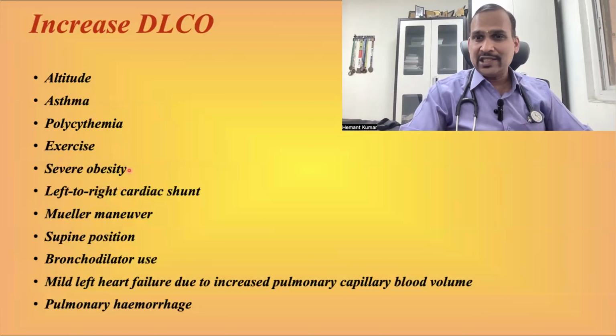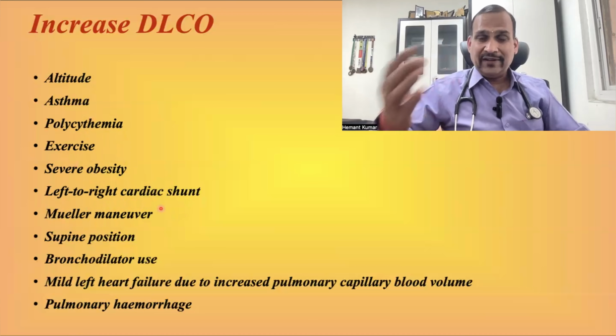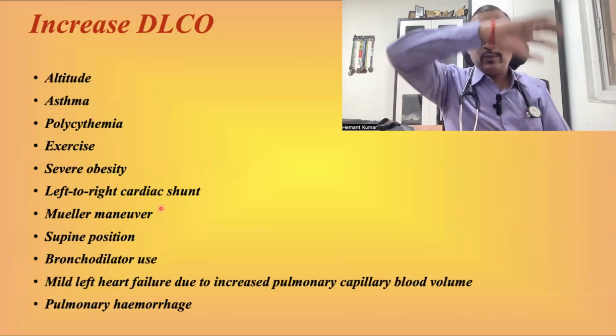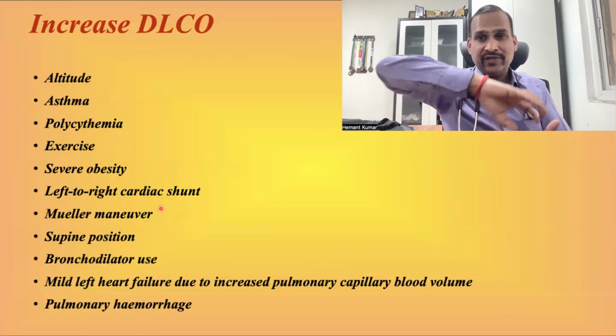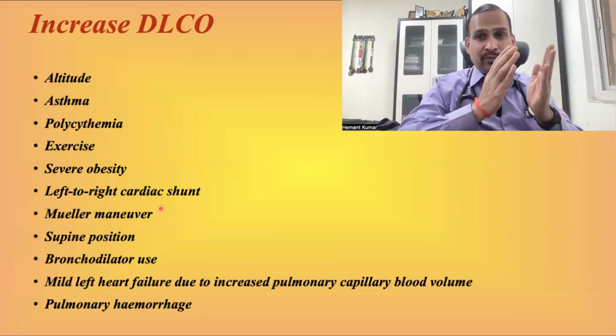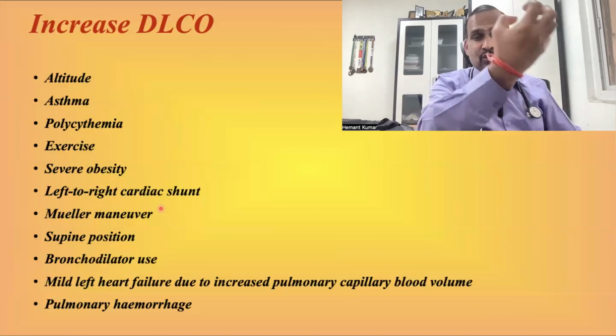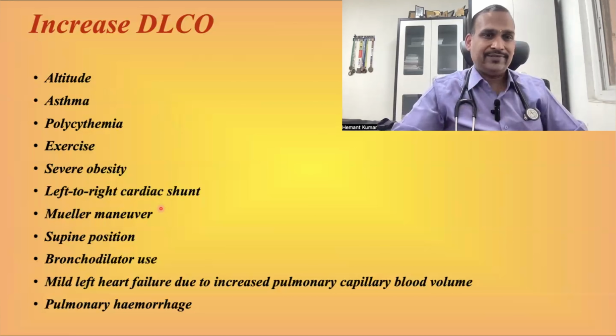Severe obesity, mechanism don't know. Left to right cardiac shunt. So blood is coming from the left to the right ventricle. From the right ventricle, more blood will go to the pulmonary circulation, so pulmonary circulation will increase. Because of more pulmonary circulation, there will be more transfer of carbon monoxide from alveoli to blood.